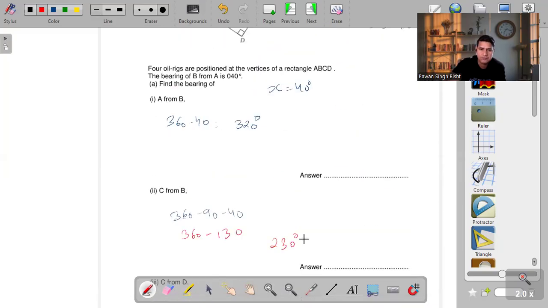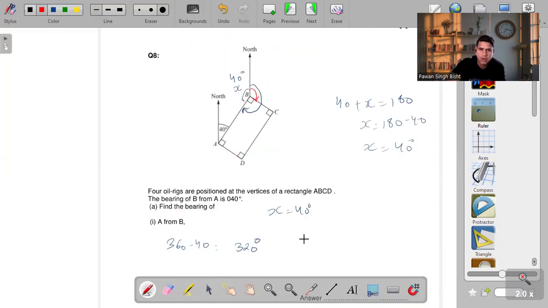Next, bearing of C from D. Okay, so this is C, so D. So we have to draw an angle of north direction, exactly north. Okay, you see this one. Okay, so you have to find the bearing of C from D. So basically this angle they have to find.